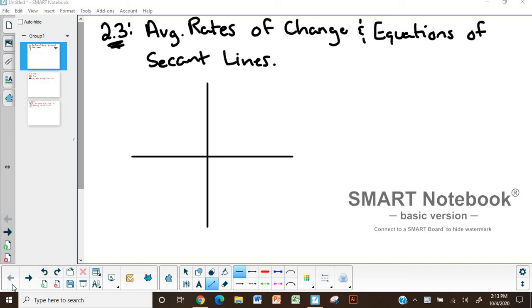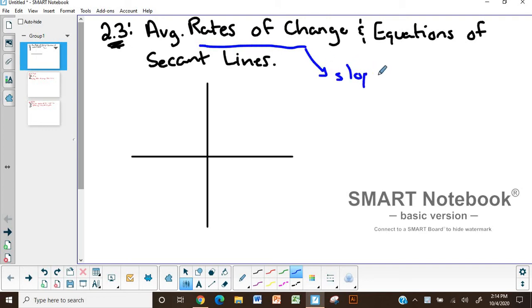All right, this is the last part of section 2.3 on average rates of change and equations of secant lines. Basically, average rate of change, simplified in terms of algebra, is simply the slope. So whenever you see a question that says find the average rate of change, immediately think slope, okay? In equations of secant lines, we're going to be using various algebraic processes to find those equations of secant lines.